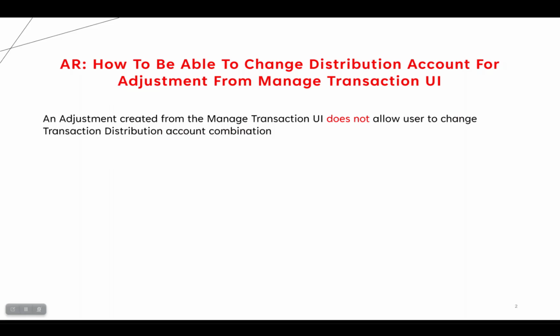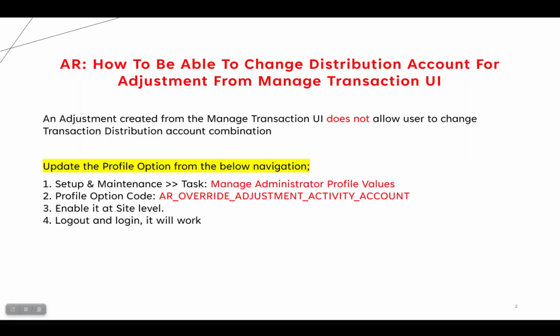As you know, an adjustment created for managed transactions doesn't allow users to change it until you make these changes. What are these changes? It's creating a profile option. For profile options, there are a lot of navigators, like Manage Administrator Profile Values and Manage Standard Profile Option Values. In this case, you just go to Setup and Maintenance, Manage Administrative Profile Values, and create the profile option AR_OVERRIDE_ADJUSTMENT_ACTIVITY_ACCOUNT, and enable it at site level. Log out, log in again, and it will work. So this will allow the users to make changes for the distribution of AR adjustment transactions.